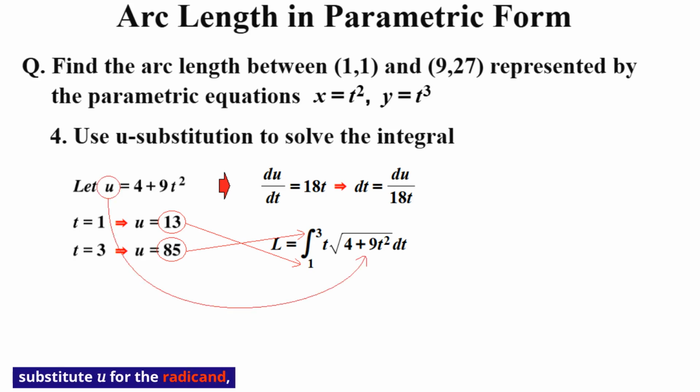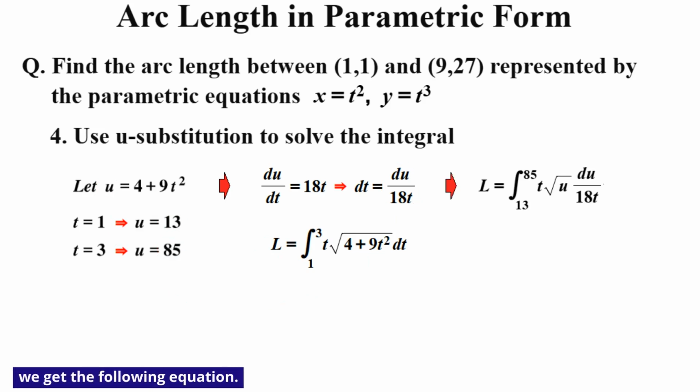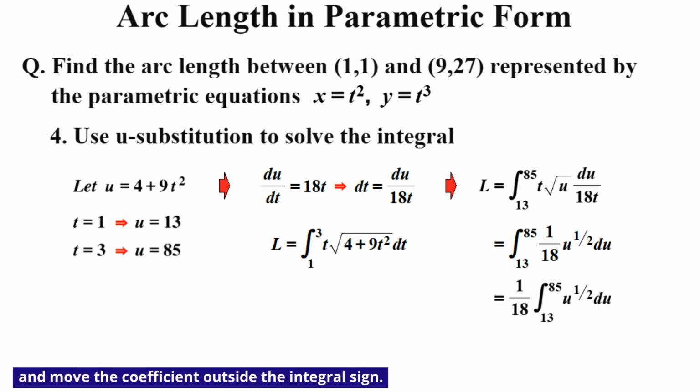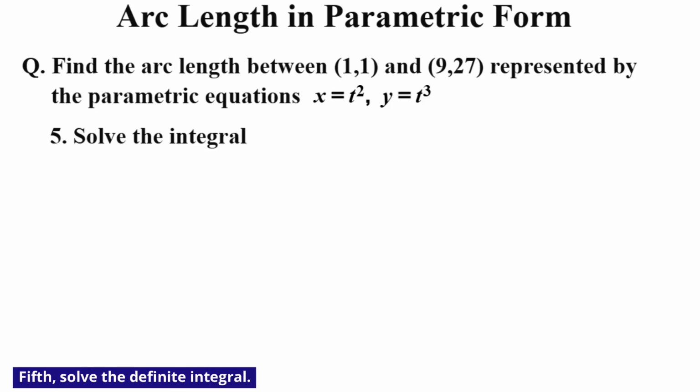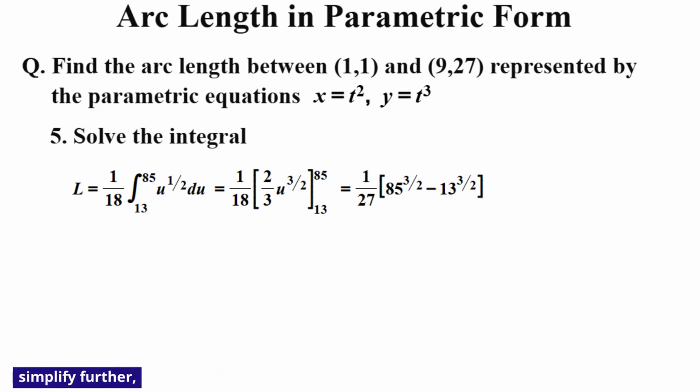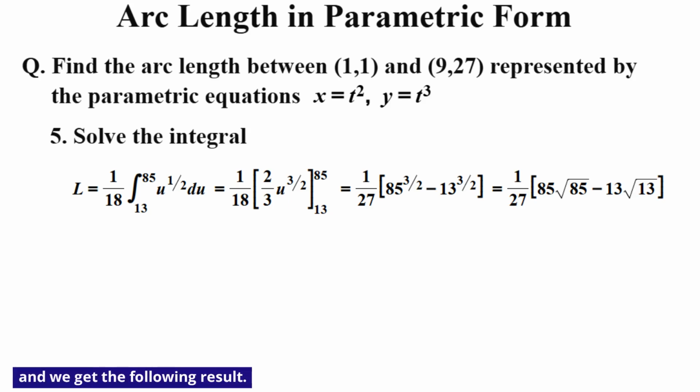Substitute u for the radicand, and substitute dt. We get the following equation. The common factor t cancels out. Simplify, and move the coefficient outside the integral sign. Fifth, solve the definite integral. Using the antiderivative, move the coefficient outside, simplify further, and we get the following result.